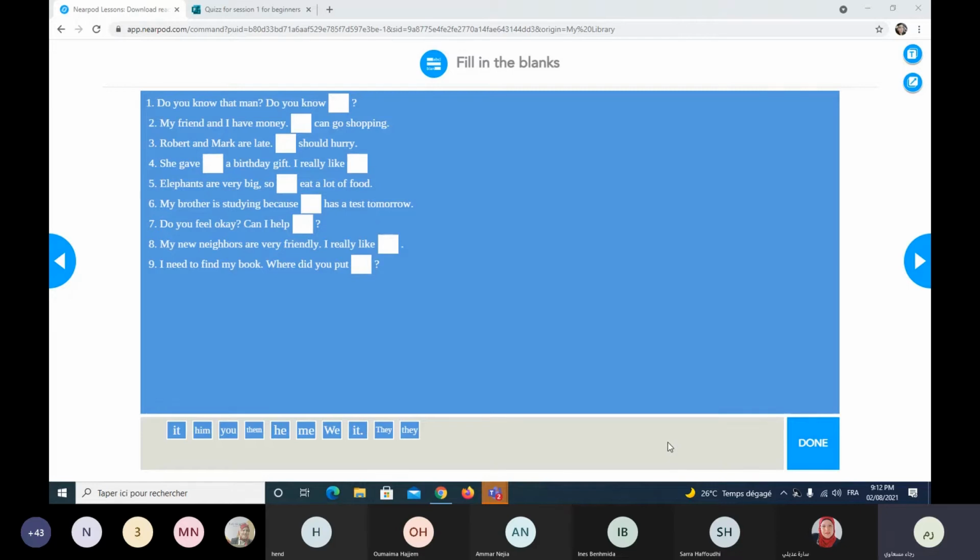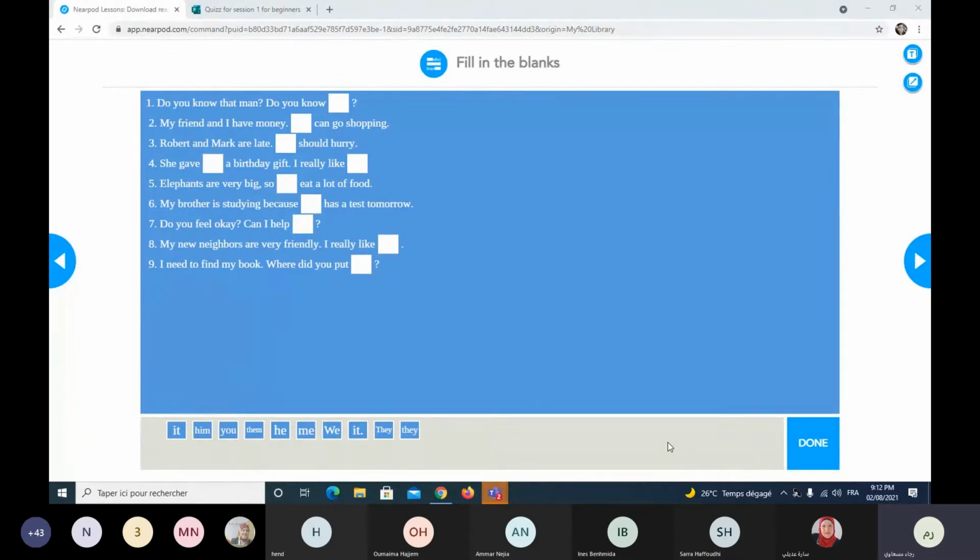So I repeat the list of pronouns: it, him, you, them, he, me, we, it, and they. The pronoun refers to a noun. Like I say, Jack, he; Susie, she. If you have them at the end of the sentence, you will, of course, change. You will use an object pronoun.